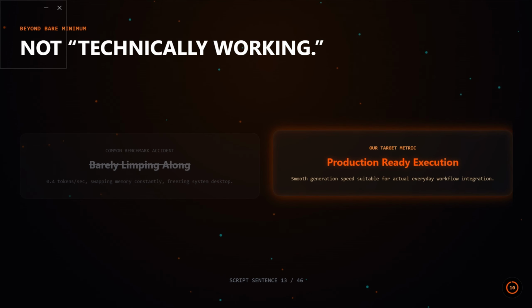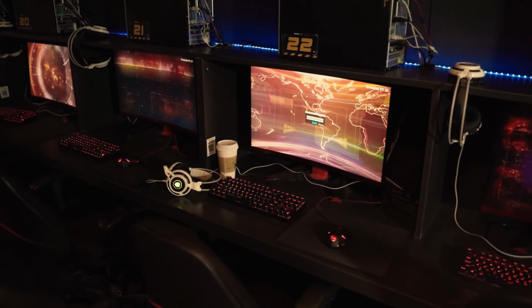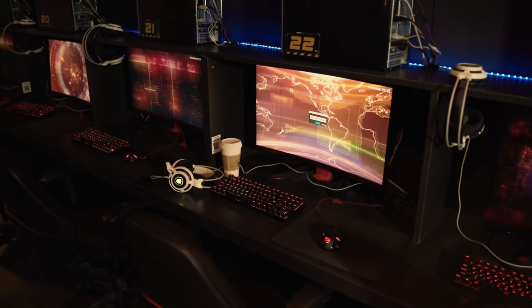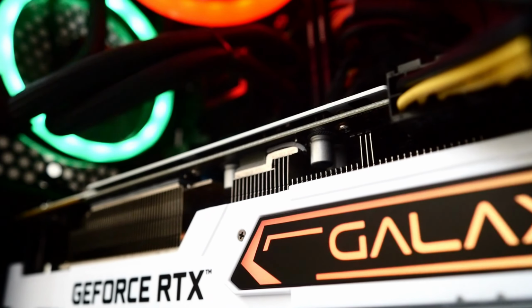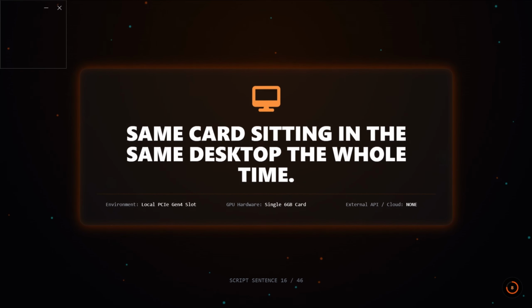Not slow, not technically working, usable. And before the comments start, no, this is not a quantization trick you have not heard of. And no, I did not rent a cloud GPU to fake this. Same card sitting in the same desktop the whole time.